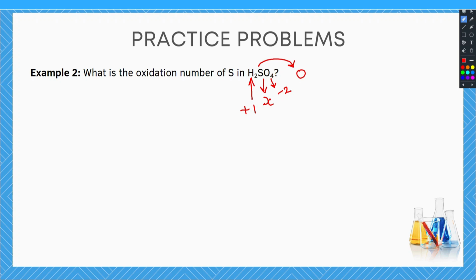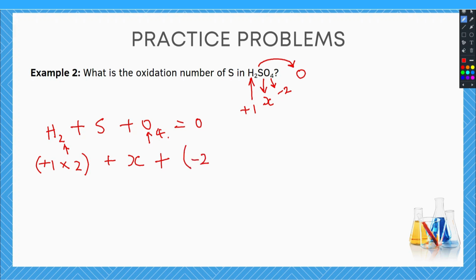So now that tells us that H2 plus S plus O4 must be equal to 0. Now, what is the oxidation number of hydrogen? Plus 1. How many atoms of hydrogen do we have? 2. So that becomes plus 1 times 2, then plus sulfur. Since we don't know what the oxidation number of sulfur is, we just name it X, then plus oxygen. The oxidation number of oxygen here is always minus 2 in compounds, so we have minus 2. How many atoms of oxygen do we have? We have 4. So minus 2 times 4. Everything now equals 0.